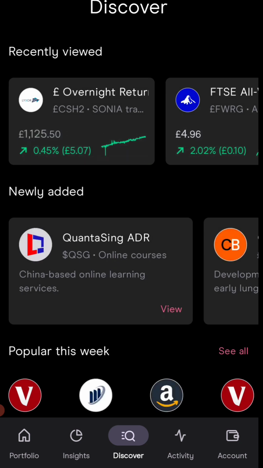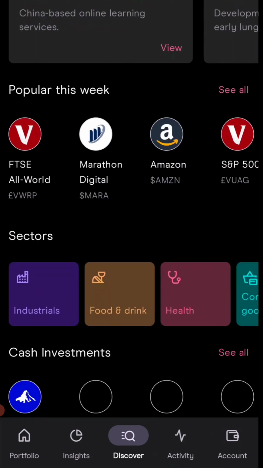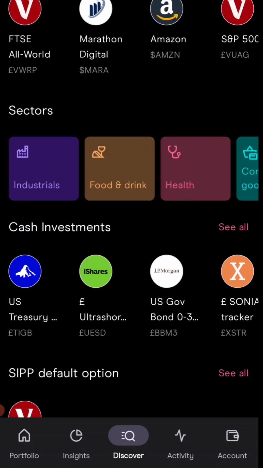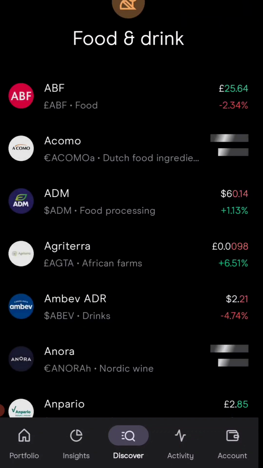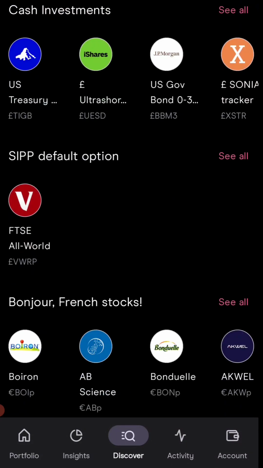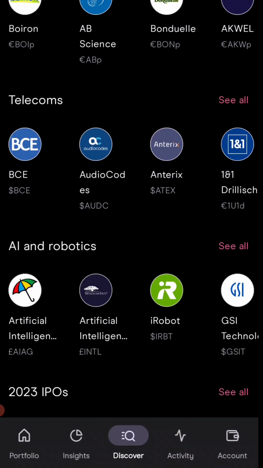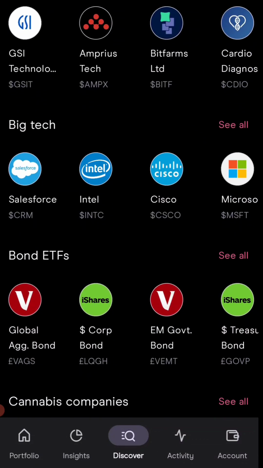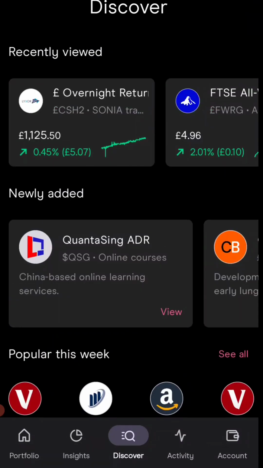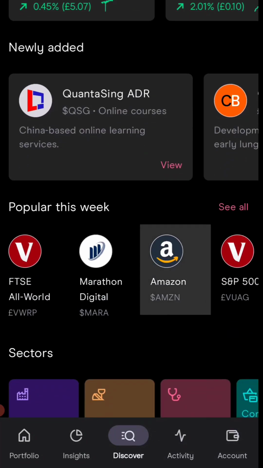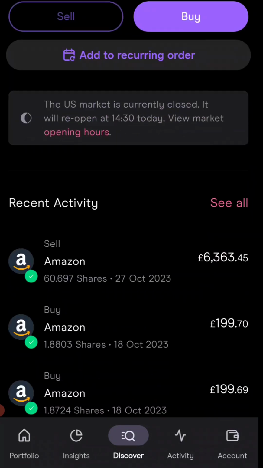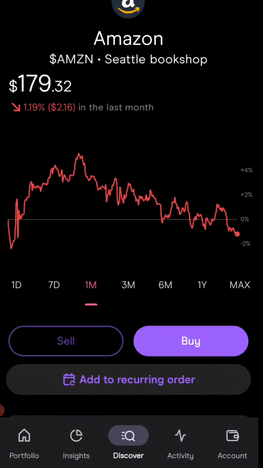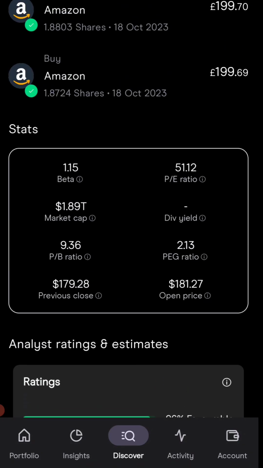In terms of the app itself, it's got some really good tools here for finding shares. So I can scroll through sectors. I can scroll through trendy type shares. So for example, we've got AI robotics there, new IPOs, that kind of thing. So quite a lot of scope for analysis, really.